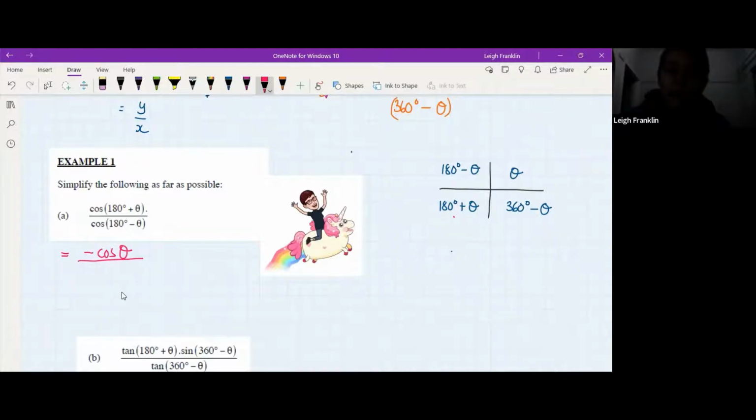Cos 180 minus theta refers to quadrant 2. So in quadrant 2, cos theta is also negative. So this also reduces to negative cos theta. And then what we would do is say that anything divided by itself is 1. So negative cos theta divided by negative cos theta would leave us with 1 as our answer. And that's how we would simplify it as far as possible.